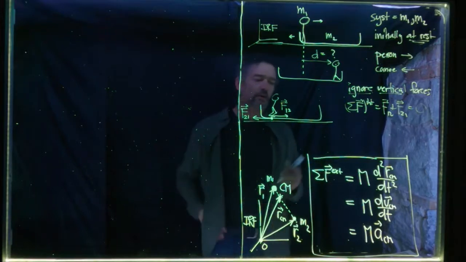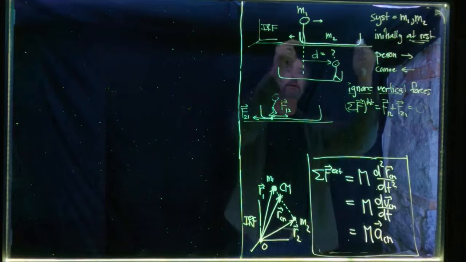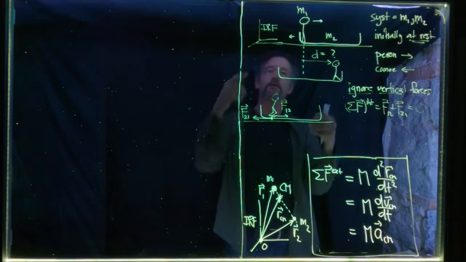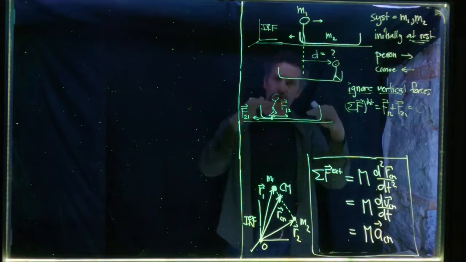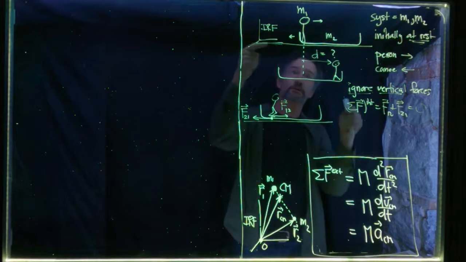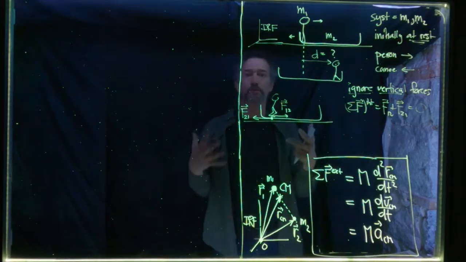Okay? So now it's true that this canoe is moving to the left like this. And if there's water resistance, then the water, which is external to our system, can exert a force on one of the masses in our system, the canoe, in that direction, opposing its motion.